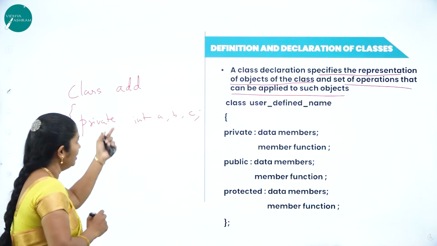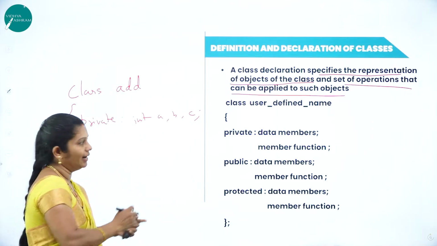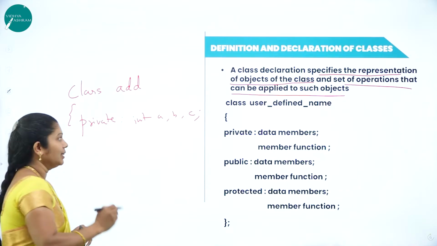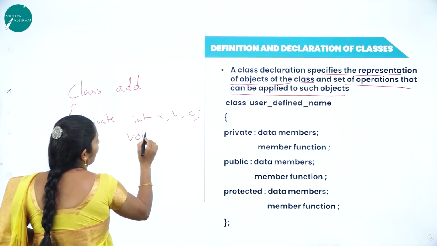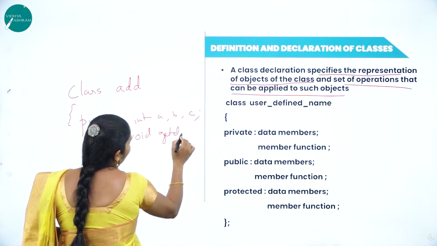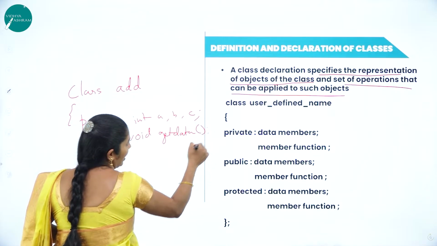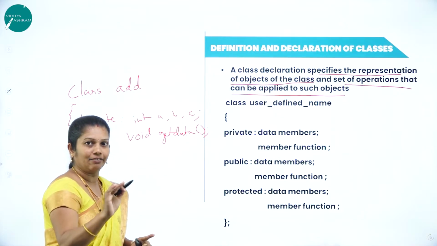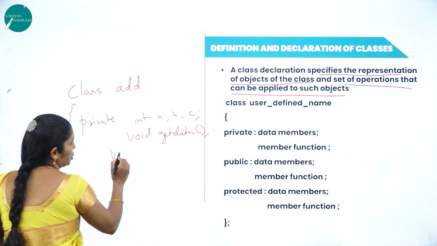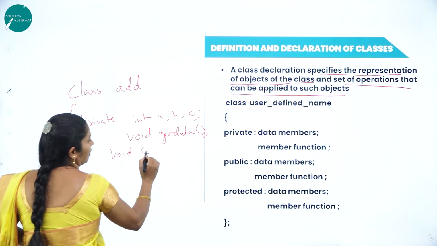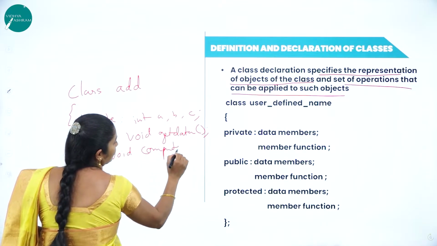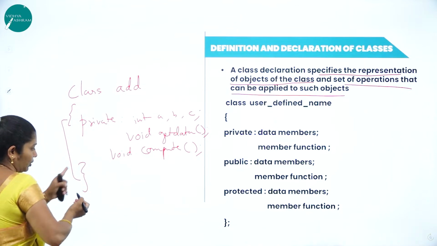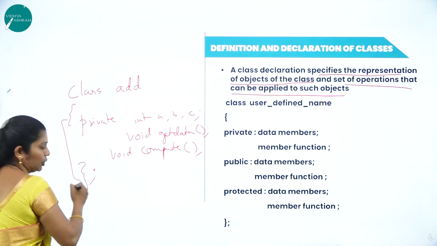In this example, in the private section, I declared int a, b, c. a, b, c are the data members. Then I will write the functions. void getdata. How are we identifying it as a function? Here we have empty brackets. From that I can identify it is a function. Whichever functions you have, write them down, void compute. Then afterwards, here we have opened the class, is it not? We have to close the flower bracket, then you have to put a semicolon.